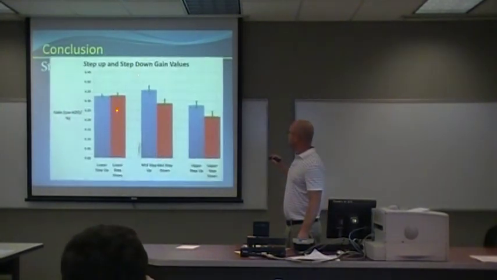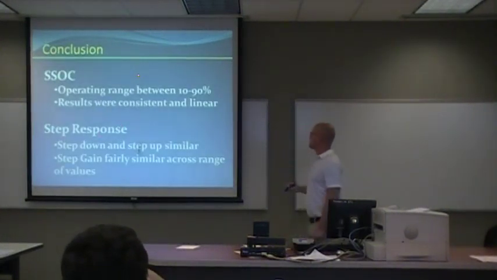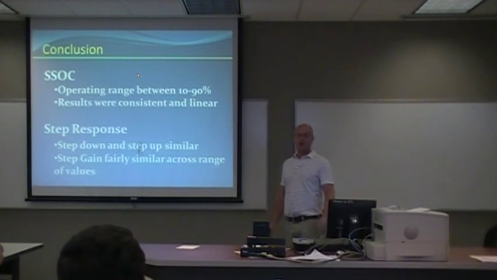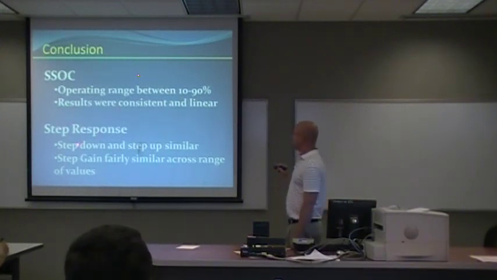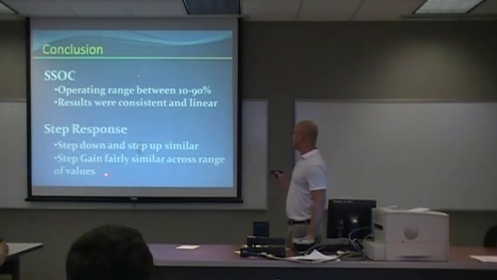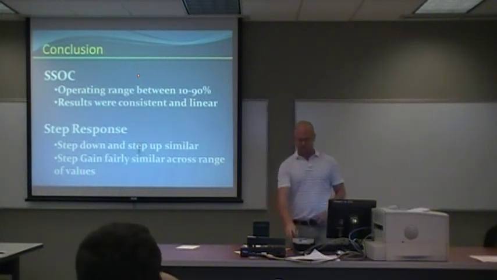Let's see. Move that up here a little bit. And conclusion is our operating range, like I said, was between 10 and 90% for our steady state operating curve, which is pretty much what the customer wants. It shows that we can consistently operate within those results. Our step up and step down were fairly similar as far as gain and time constant go. The only outlier, of course, was on the upper values, where it seems the change seems to diminish a little bit. Any questions?